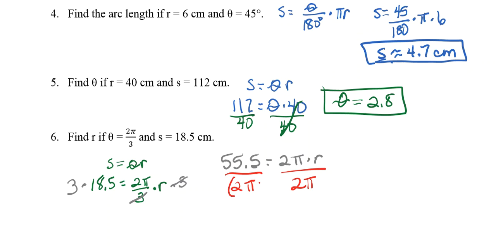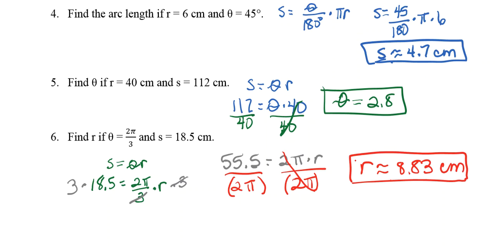Depending on your calculator, you might need to put the 2 pi in parentheses to make sure that it keeps those both in the denominator, making sure you're dividing by both. When you get done, you should get approximately 8.83 centimeters for a radius. If you don't, you need to experiment with your calculator and figure out if you need the parentheses or not.